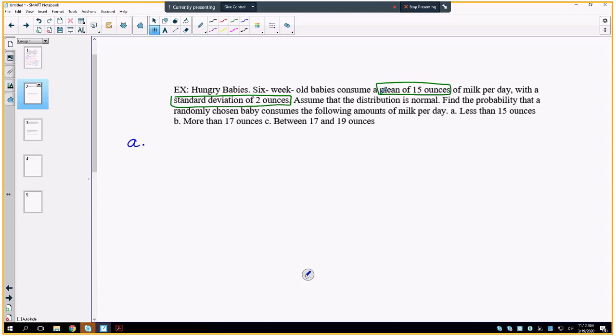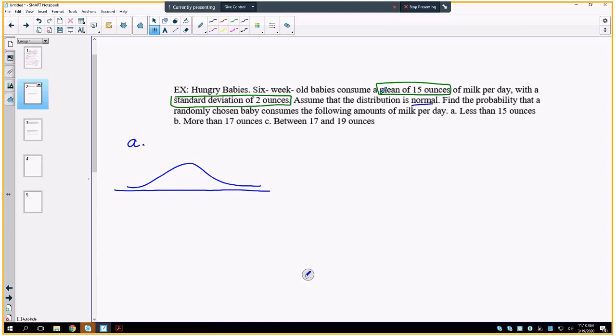So as usual, I'm going to draw the bell curve. That's going to help me visualize what it's talking about. It told me that the distribution is normal. That's very important. If you have a question and it doesn't say that it's normal, then we might not be able to use this approach. So I have my normal curve.